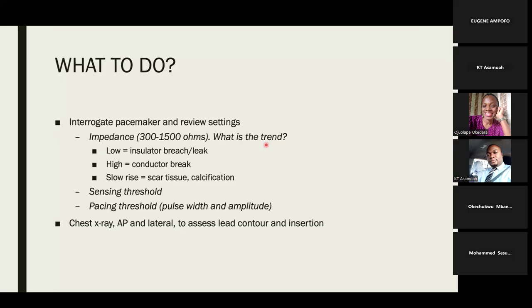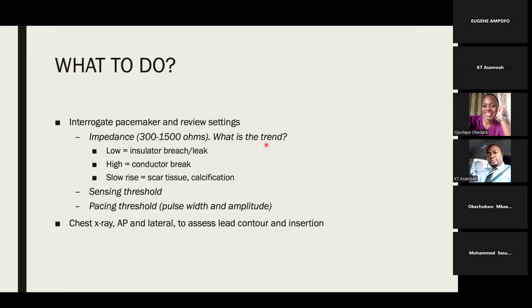So what do you do when you have issues with the pacemaker timing? Interrogate the pacemaker, look at the impedance. Now with the impedance, it's not the single figure, but it's the trend that you're interested in. So if you started with an impedance of 400 and now the impedance has jumped up to 1,200, that tells you that there's a problem. You should expect it to be around the same area.